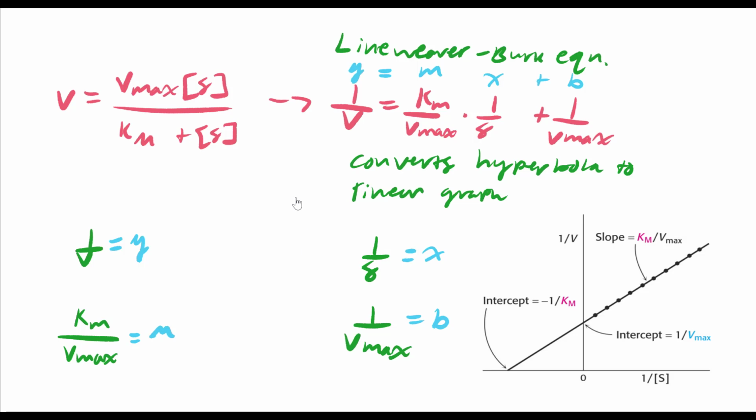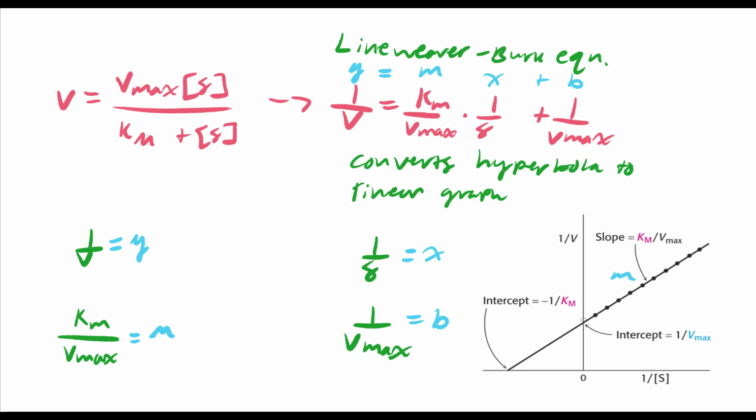So you can see from this picture right here, we have a graph. It's a linear graph. But notice that the slope, which is m, is actually the Km divided by the Vmax. So the Michaelis constant divided by the maximum velocity is your slope.